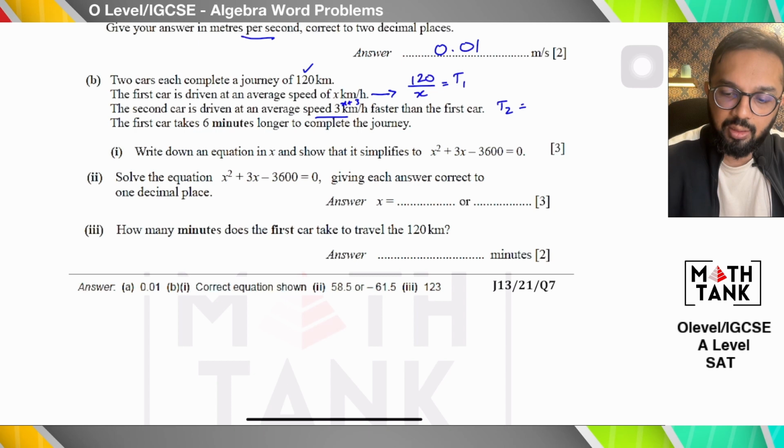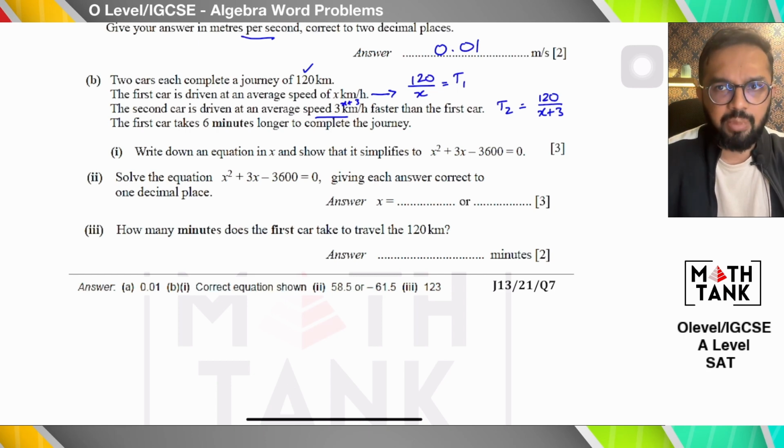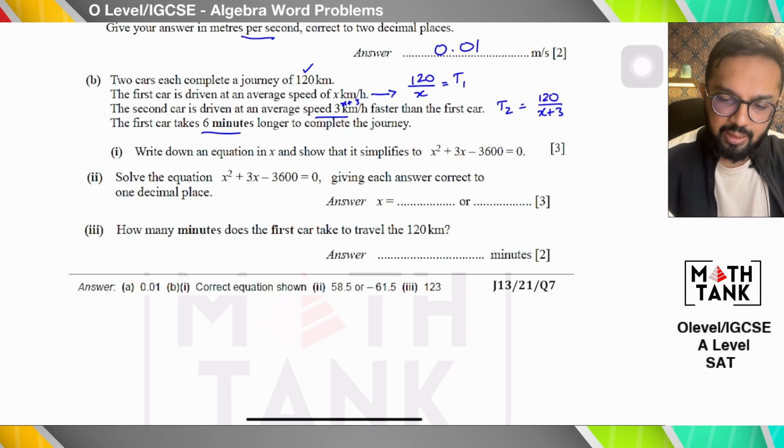So the time the second car took was 120 over X plus 3. Obviously, if it had a higher speed, it has to have a lower time. So again, I say that T1 was greater than T2. The first car takes 6 minutes longer. It's also told you that.